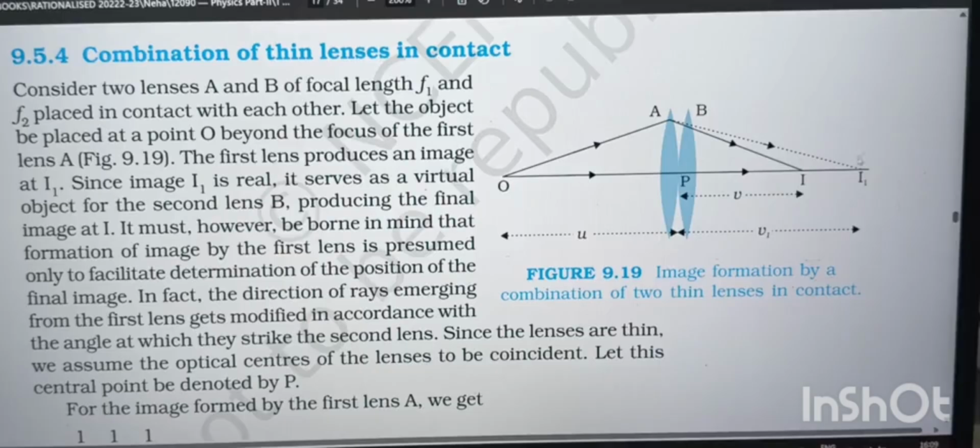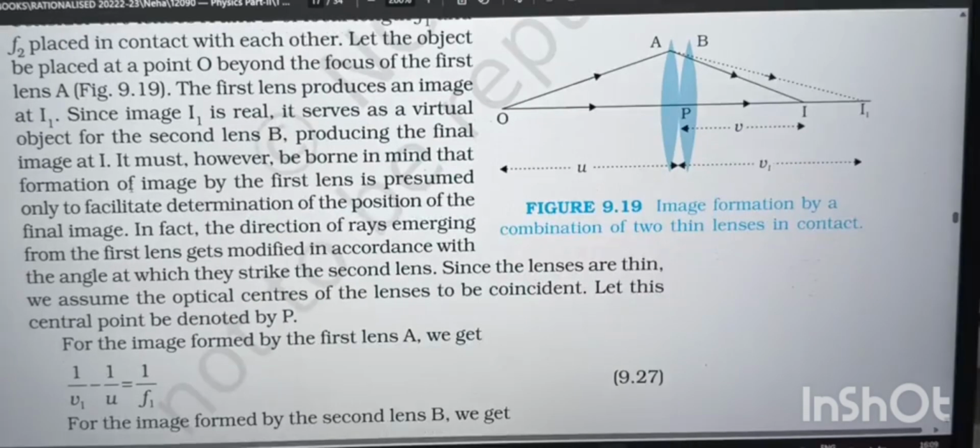Now I1 towards the right is a real image. Now it will act like a virtual object for the second lens, because the second lens also needs the rays. We have seen in our derivations also how the light rays from the object pass through the first lens and form one image, then that is acting like a virtual object for the second lens, then the final image will be formed. So the final image I will be formed.